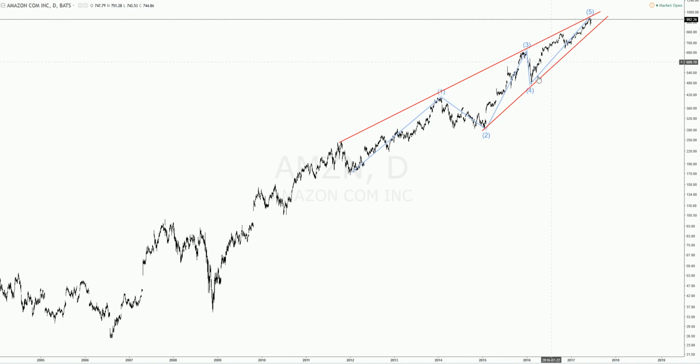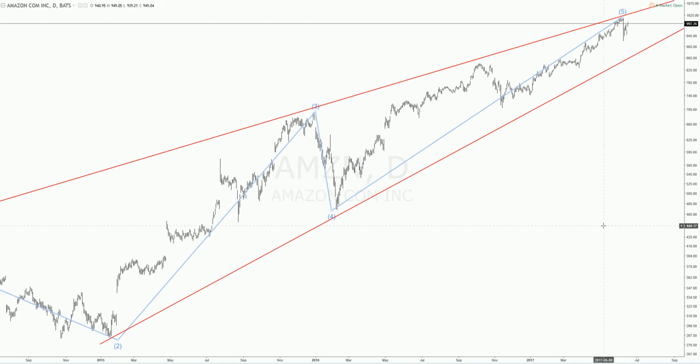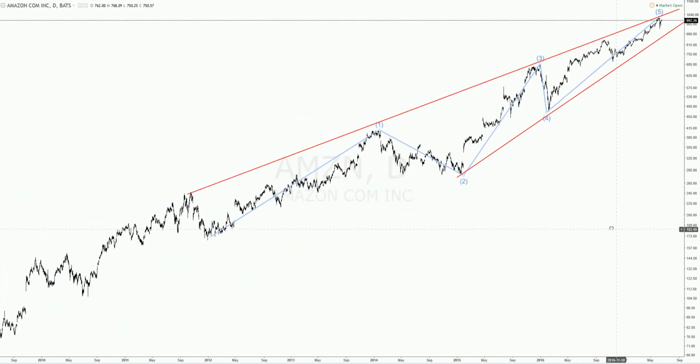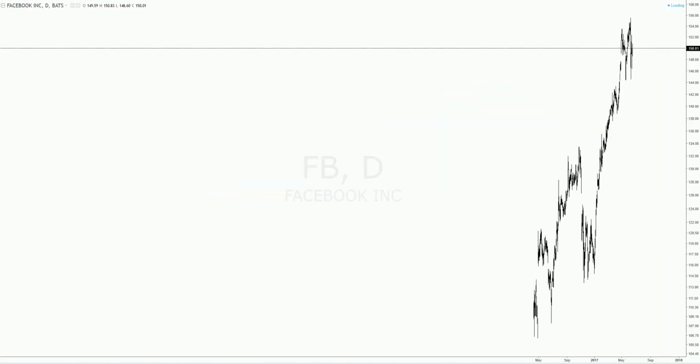Taking a look at Amazon, it's in a wedge higher. Again, we're looking for a downside move from here. Okay. Again, it doesn't mean that the bull market is going to be over. It just means that it's going to correct. That's all. Taking a look at Facebook.